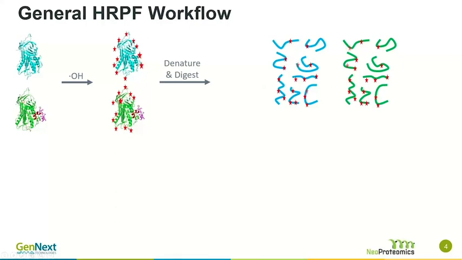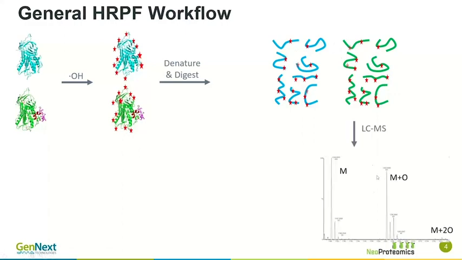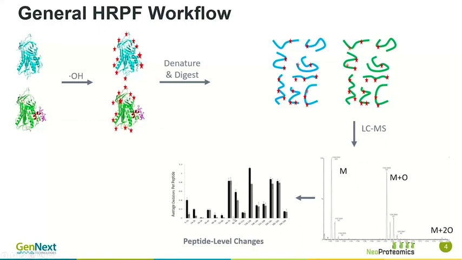So in areas where there were differences in the folded structure, we now see differences in oxidation in the resulting peptides. We then take these peptides, we measure them by LCMS, we quantify the amount of oxidation for each given peptide, and then we convert that into peptide level changes where we can see regions that become protected upon the addition of ligand, and possibly some regions that become exposed upon the addition of ligand.